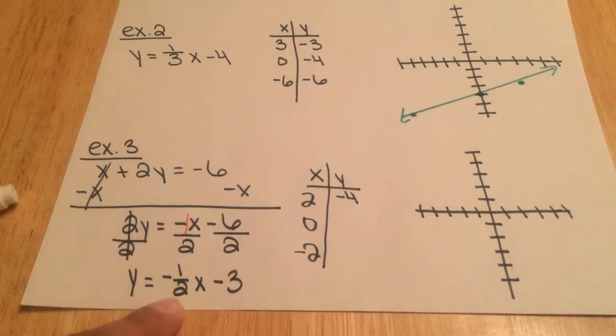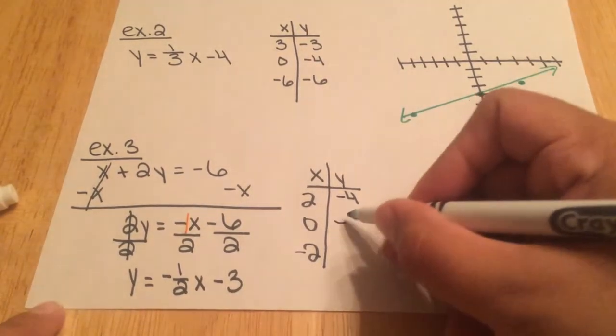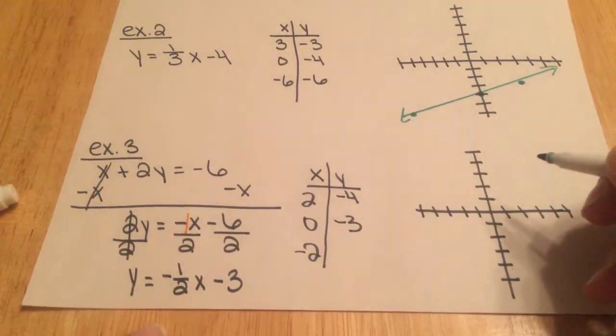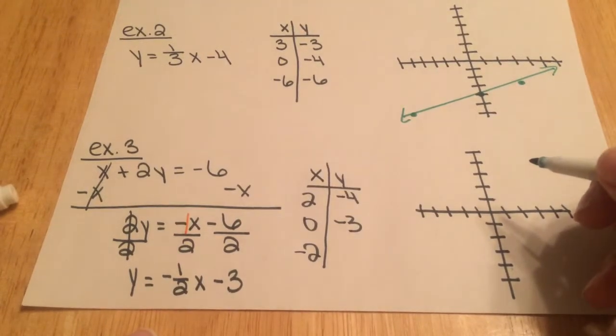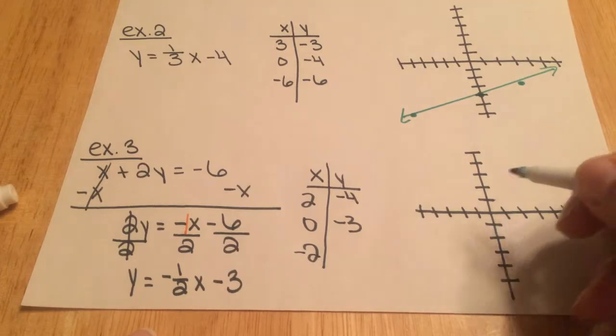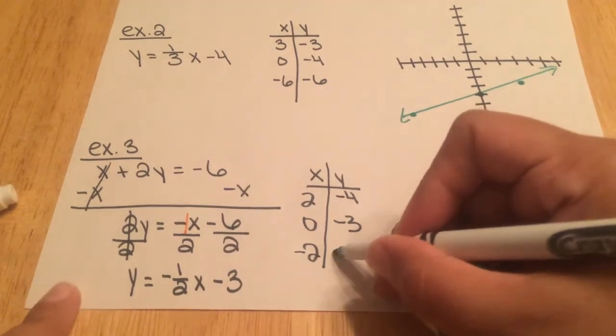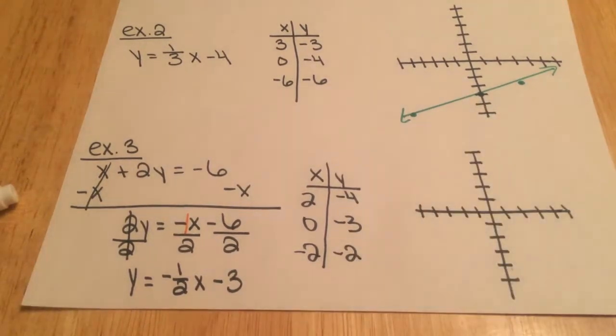0 times -1/2 is 0. Minus 3 is just -3. And then -2 times -1/2 is +1. And 1 minus 3 is -2. So now that we have all of that, we can go ahead and graph our points.